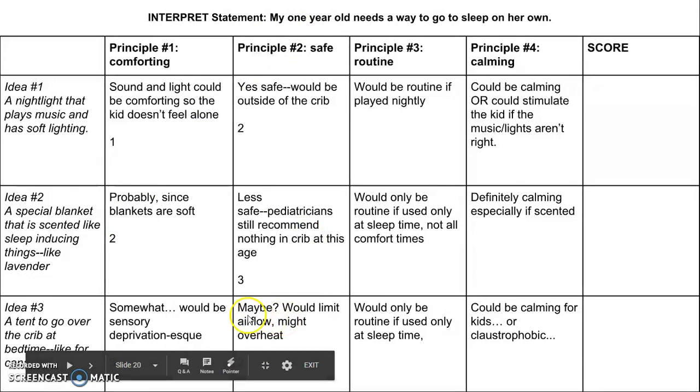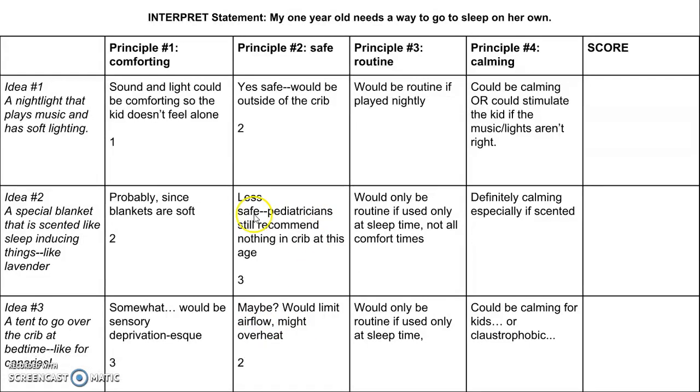I would give the tent thingy... I did this wrong. No, go back. Oh, I would actually give this a 1. That's a typo. That should be the 1 because the nightlight is going to be the safest. The blanket directly in the crib would get the 3 and be the least safe. And then the tent over it would be in the middle. That would get the 2.